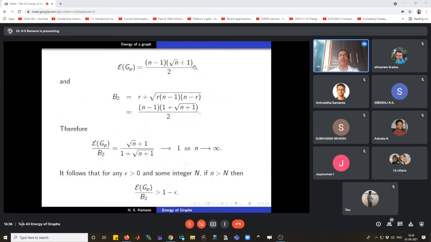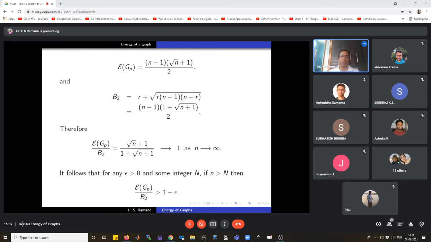And if you put the value of r into that quantity B2, it turns into (n minus 1) times (1 plus root n plus 1)/2. If you take the ratio of the energy to this B2 for the Paley graph, it tends towards 1 as n tends to infinity. So this shows that there exists a graph, namely the Paley graph, such that energy of G divided by B2 is more than 1 minus epsilon. But not for all n.